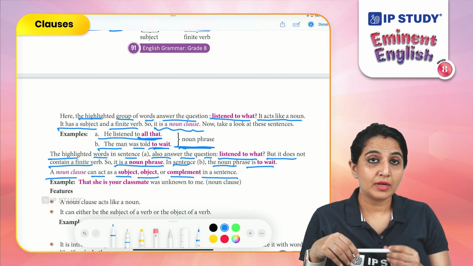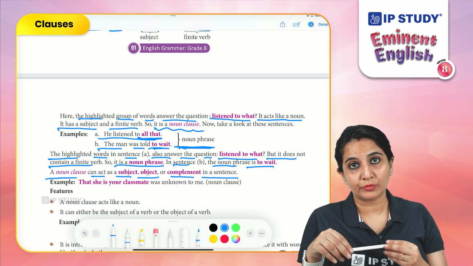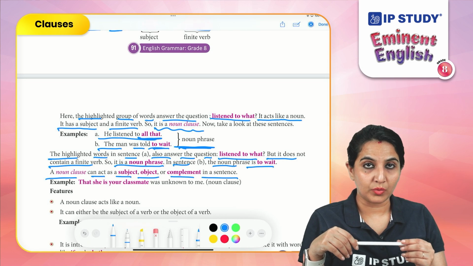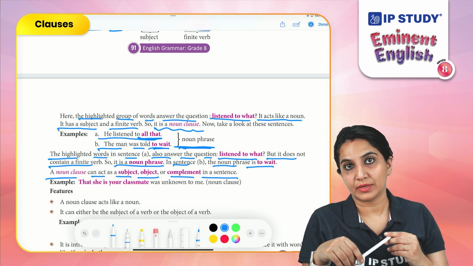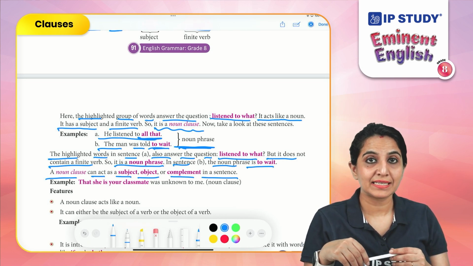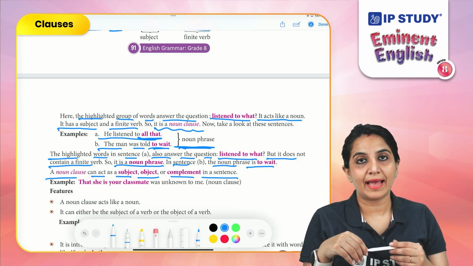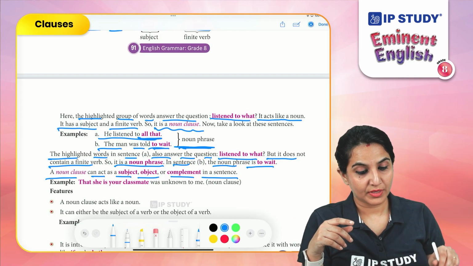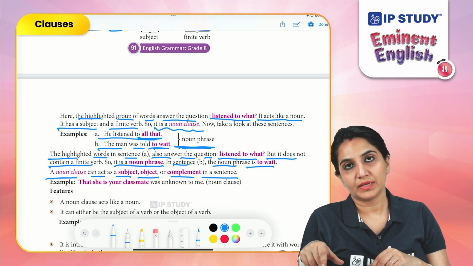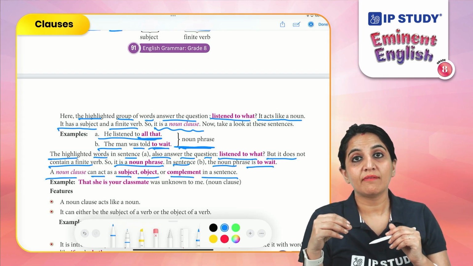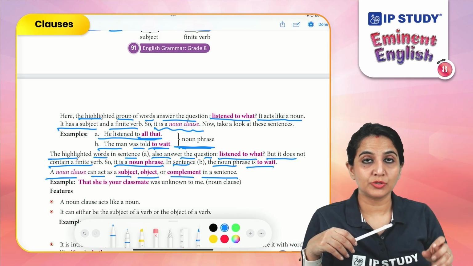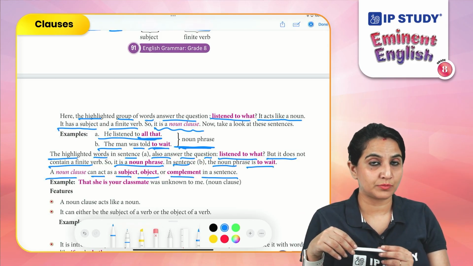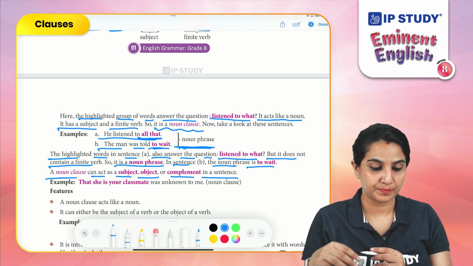Correct? So, what is the difference between a noun clause and a noun phrase? A noun clause independently will have a finite verb and a subject as well, whereas a noun phrase will not have a subject and a finite verb. Like, he listened to all that. The man was told to wait. These are called noun phrases. Whereas, Sumit listened to what was told. What was told is a noun clause because it has a subject and a finite verb as well.